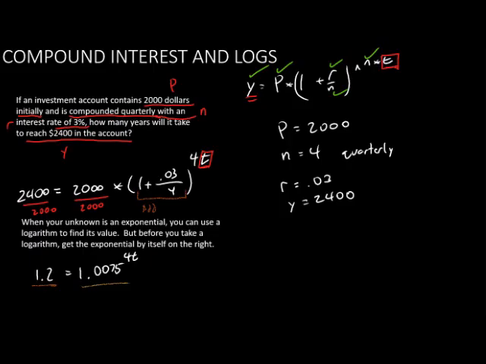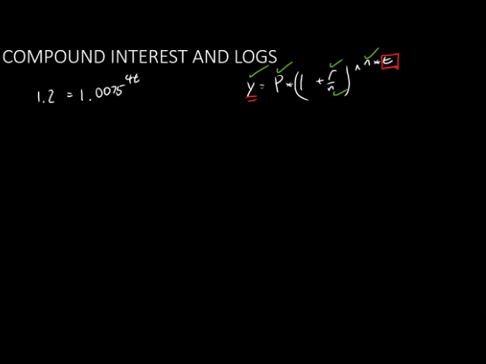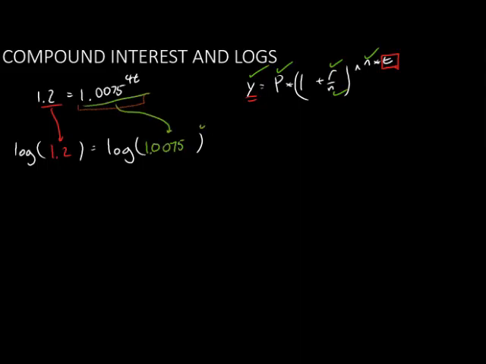Now I'll show you how to use logarithms to find that unknown t. Now that we have this exponential on the right by itself, we'll take a log on both sides. I'll write log and leave an open parentheses on the left, and I'll do the same on the right. On the left, I'll take the 1.2 and place it in the first parentheses. On the right, I'll do the same with this exponential.